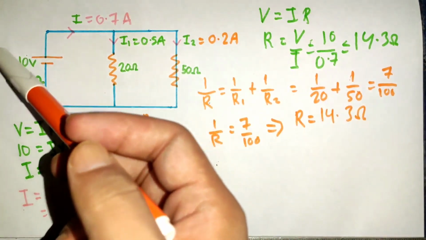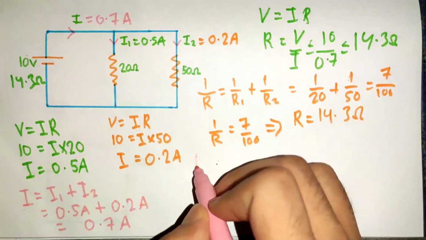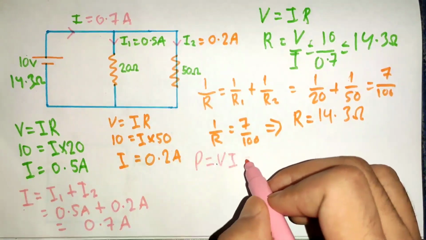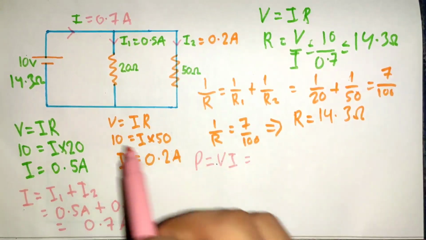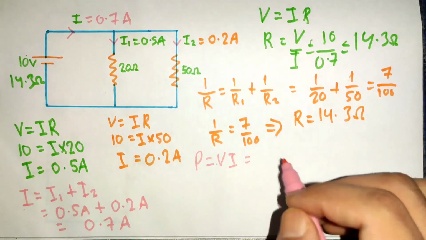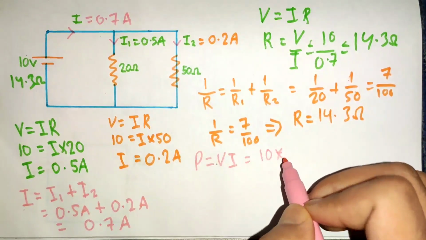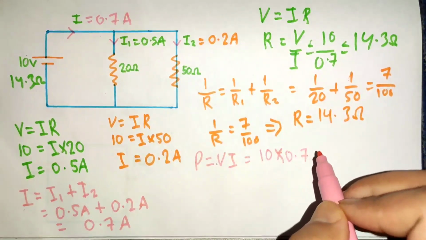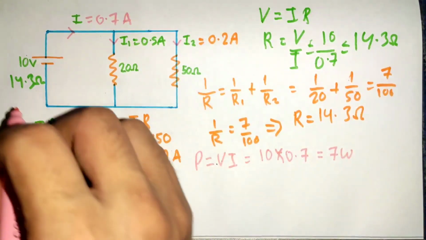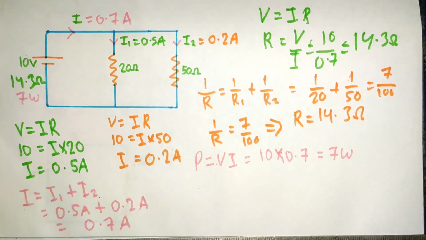Now let's calculate how much power is delivered by the battery. Using power formula, P equals to VI, where voltage is 10 volt and current is 0.7 ampere. So 10 into 0.7 equals to 7 watt. That means 7 watt of power is delivered by the battery.